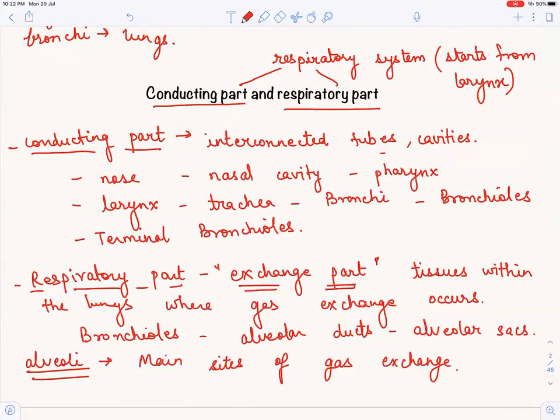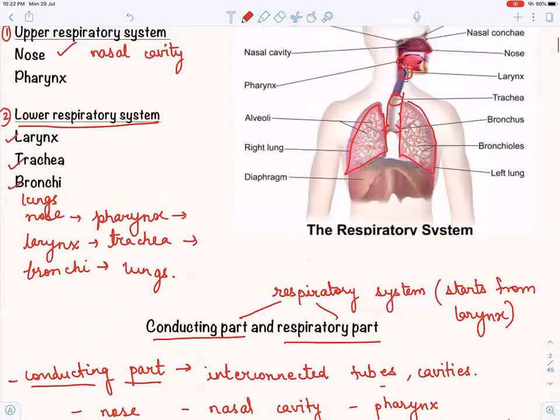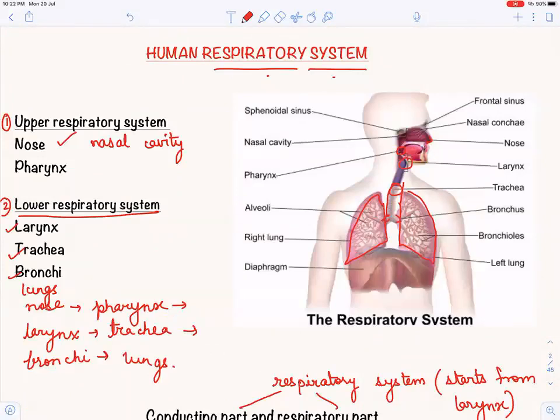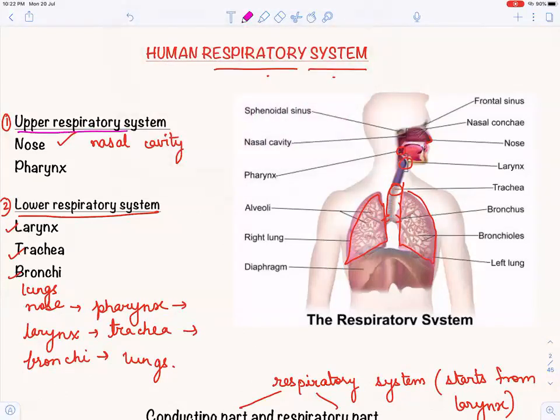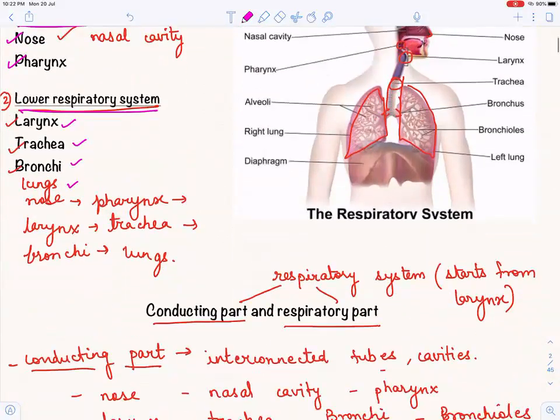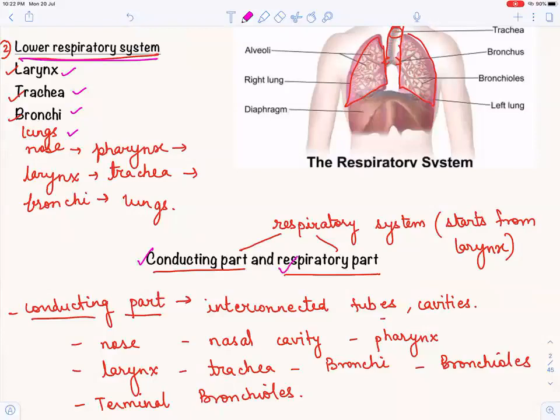Now let us just revise. We studied the human respiratory system. We divided it into the upper respiratory system and the lower respiratory system. The upper respiratory system: nose and pharynx. The lower respiratory system: larynx, trachea, bronchi, and lungs. We can also divide it into two ways, that is the conducting part and the respiratory part.